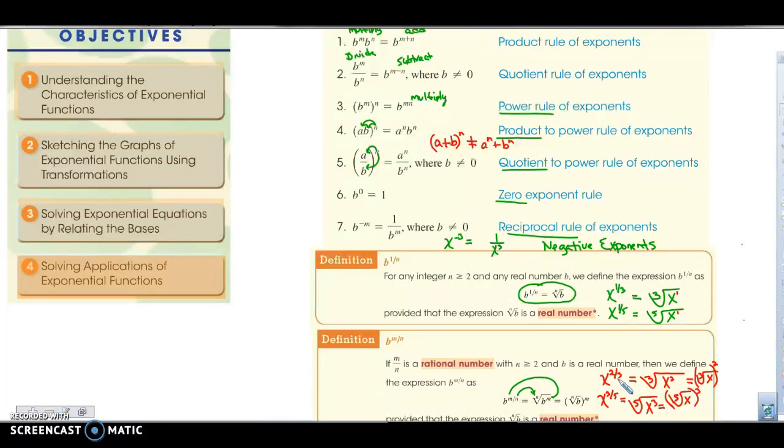So x to the 2/3 power becomes the cubed root of x to the 2nd power. x to the 3/5 power becomes the 5th root of x to the 3rd power.